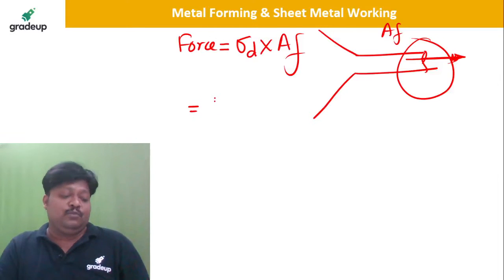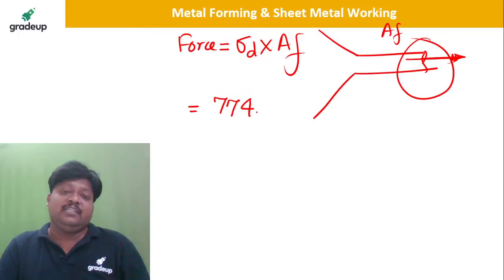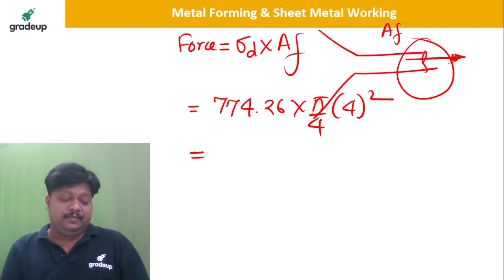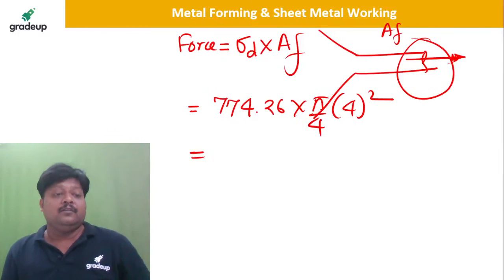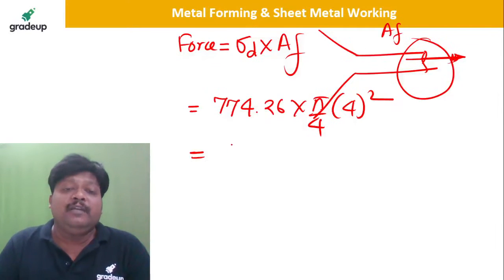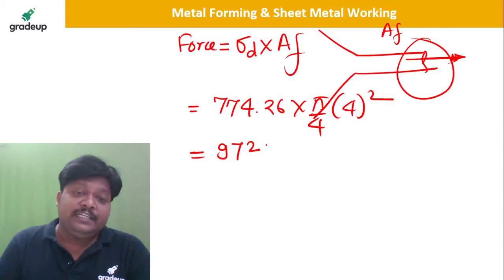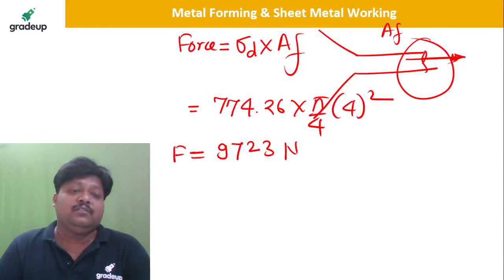So sigma d is how much? I am getting here 774.26 into pi by 4, final diameter is 4, no? 4 mm. So tell me, multiply by 0.25 pi into 16. Please check it out, force will be how much? So I am getting 9723 newtons, that is the force.